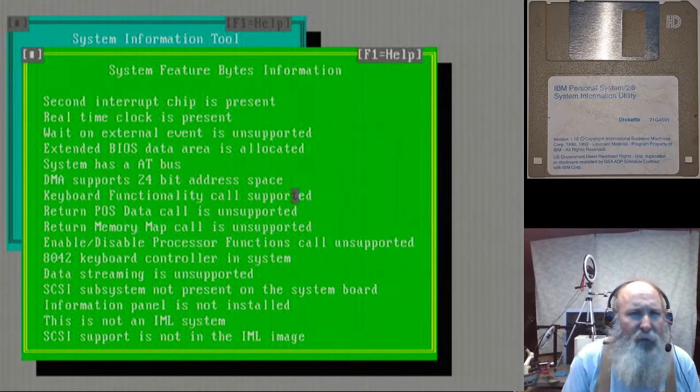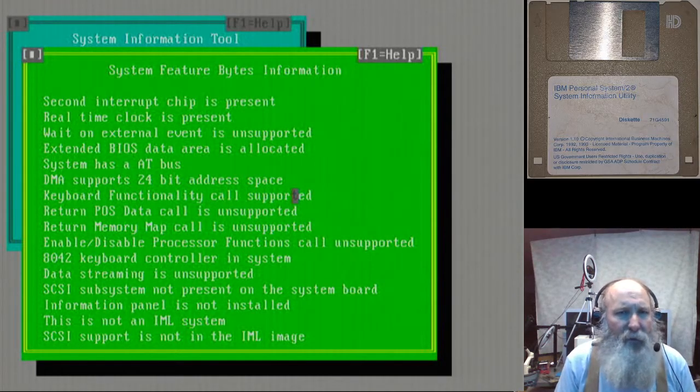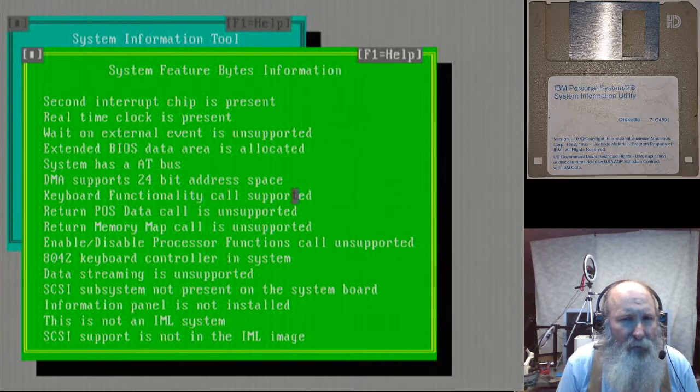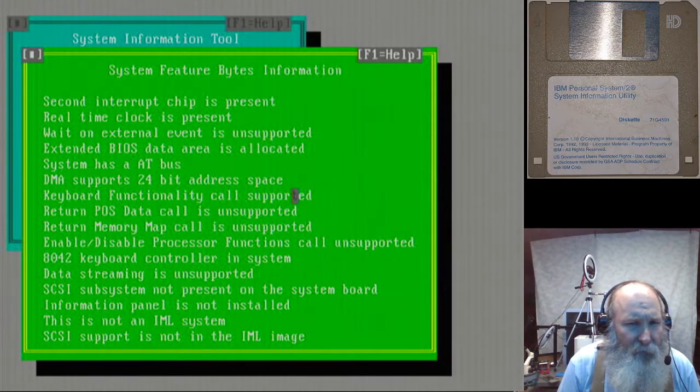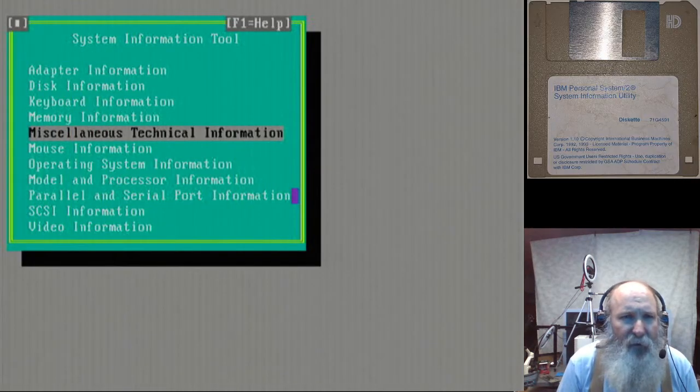Miscellaneous technical information. This will be kind of handy too. AT bus, as I said, the 25SX is not microchannel. All PS2 models below 50 are not microchannel. It's a hard and fast rule. Okay. And we get to see pretty much what we expect from this system.